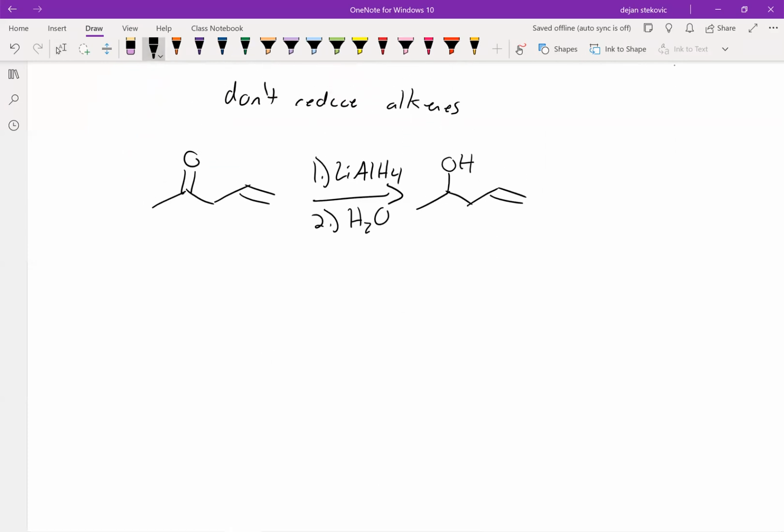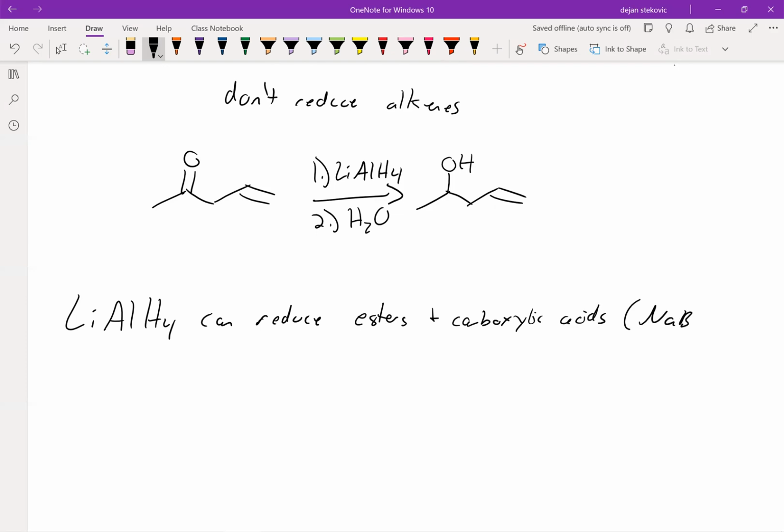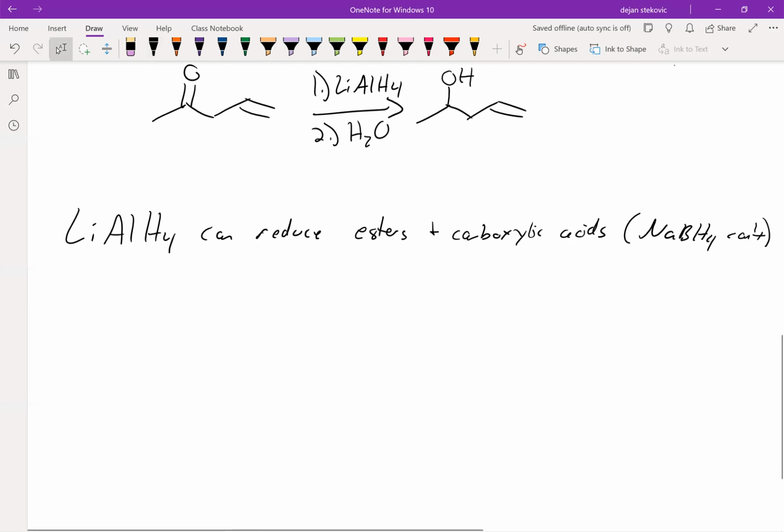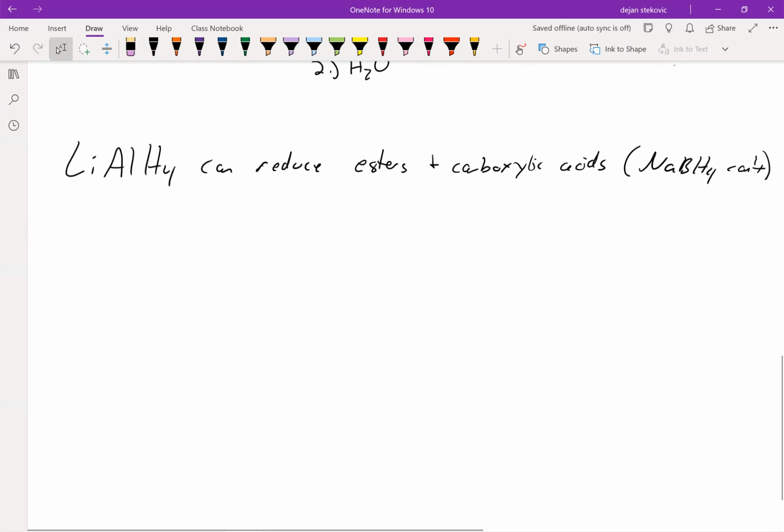When you'd want to use lithium aluminum hydride over sodium borohydride is when you have carboxylic acids or esters. So lithium aluminum hydride can reduce esters and carboxylic acids, while the sodium borohydride cannot. So when you need to do a more powerful reduction, you can use the lithium aluminum hydride. Otherwise, you're better off using the sodium borohydride for safety reasons.